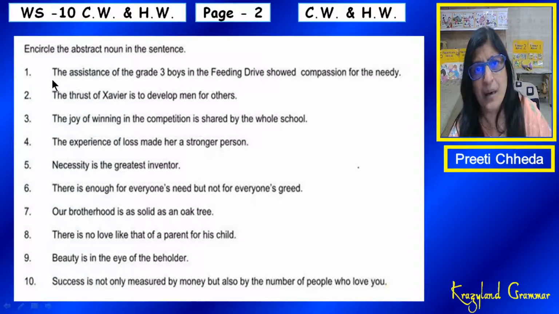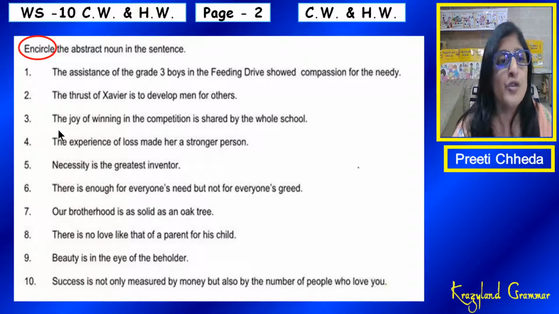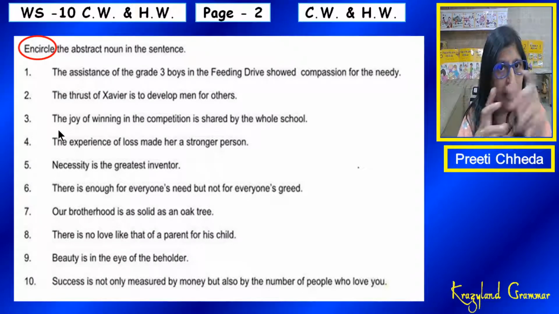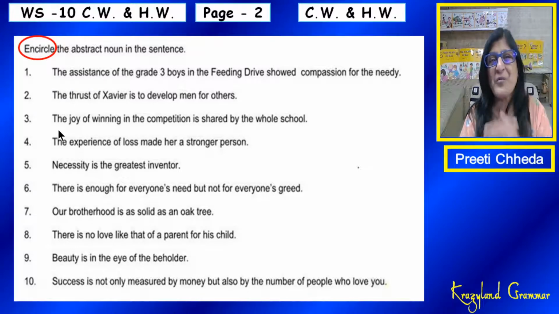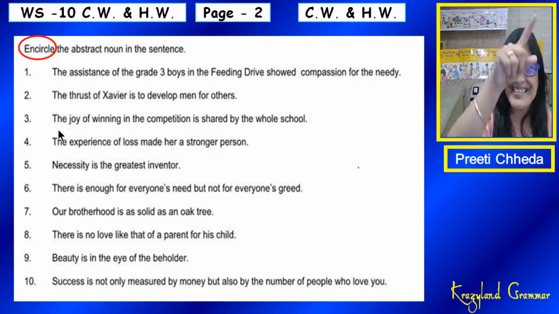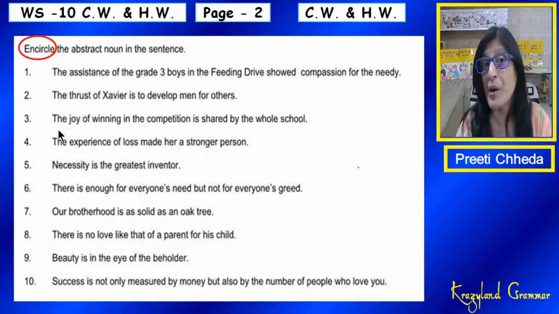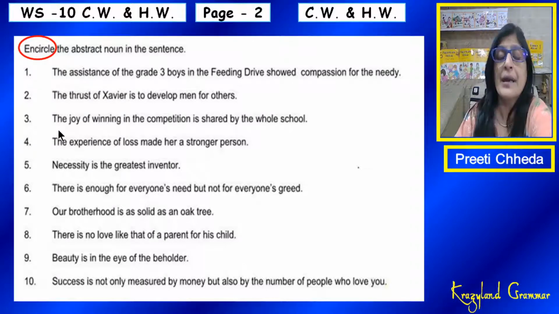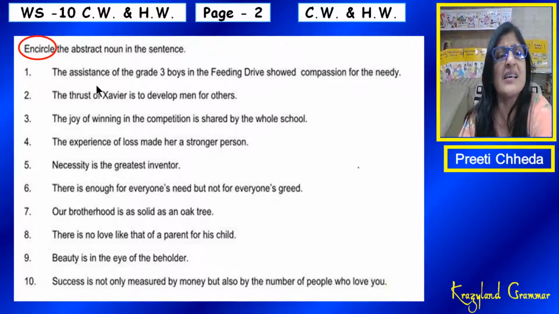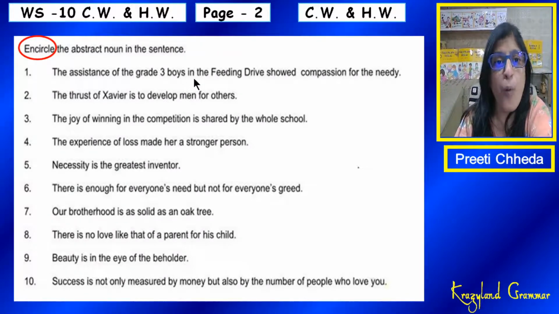Okay, so number 1, what is the important word? Encircle. Ma'am, what does encircle mean? Circle, that is encircle. So you have to make a full circle. Encircle the abstract nouns in the sentence, meaning you should not underline. If you have to circle and you underlined, your answer will go wrong, because those who are not reading instructions, I don't give them right. Reading instructions is very important. Did you understand? Yes.